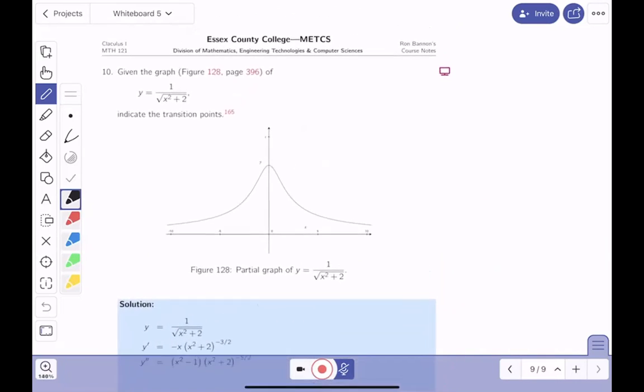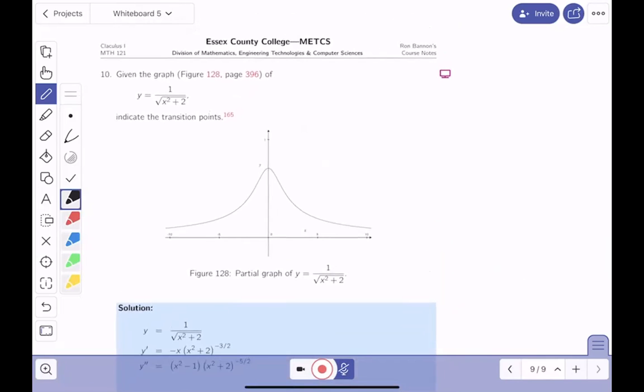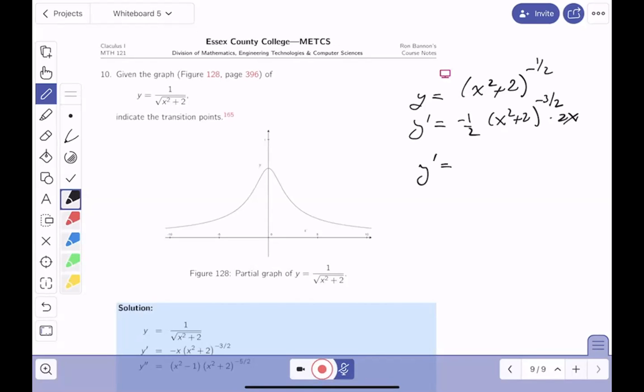So take a look at this one over here. I'll write it over here. So it's going to be y equals x squared plus 2 to the minus 1/2. I'll take its derivative, should be fairly easy to do. Minus 1/2 x squared plus 2 to the minus 3/2, taking away 1, times 2x. And let's indicate transition points. Well, I think I can do that. So y prime, the 2's cancel, I get minus x, and then on the bottom, I'd get x squared plus 2 to the 3/2.